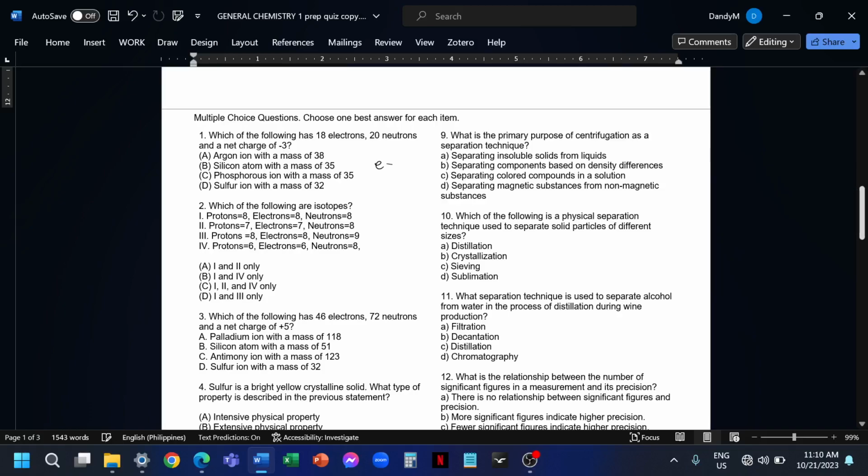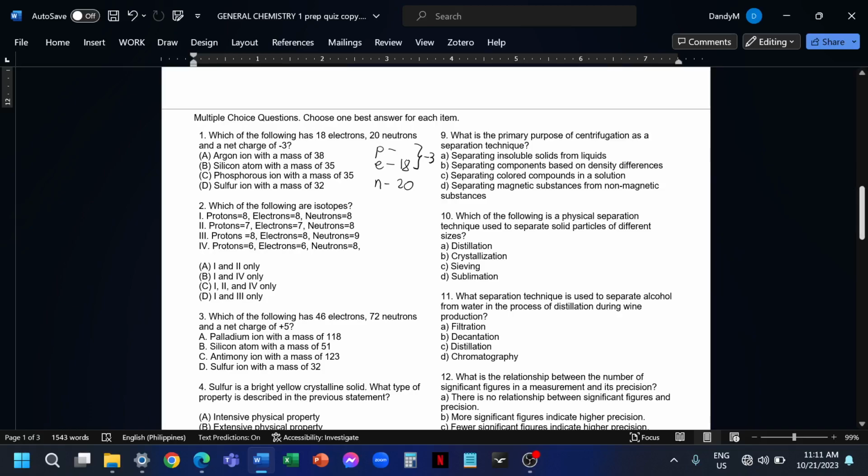So here the given is the number of electrons, which is 18, the number of neutrons, we have 20, and also the net charge. The net charge is -3. Of course, the net charge is equal to the total charge of the electrons and the protons, because these are the parts of the atom that have charge. Again, electrons are negative, protons are positive.